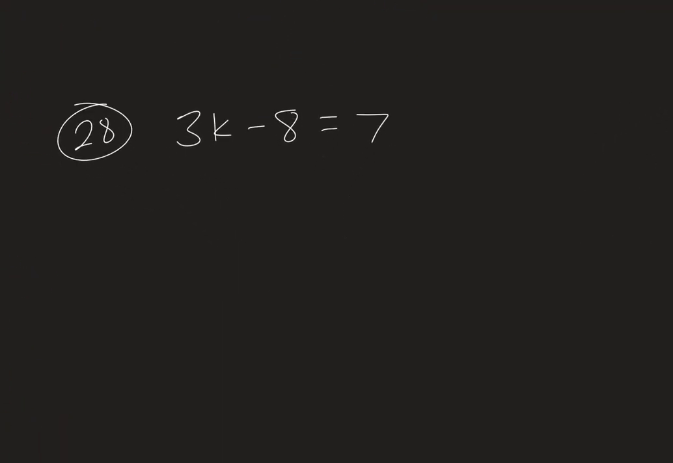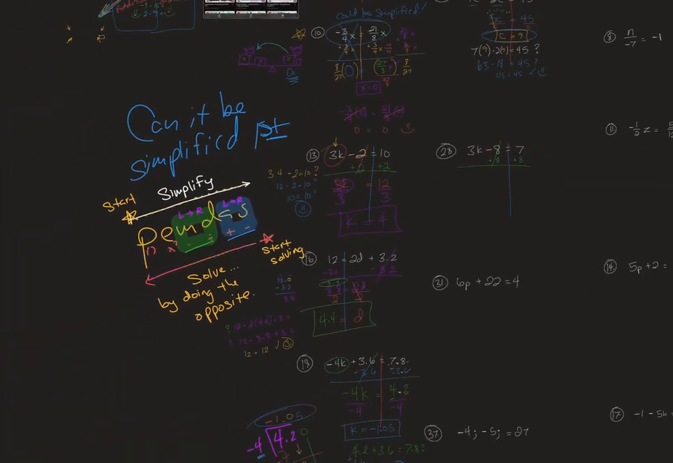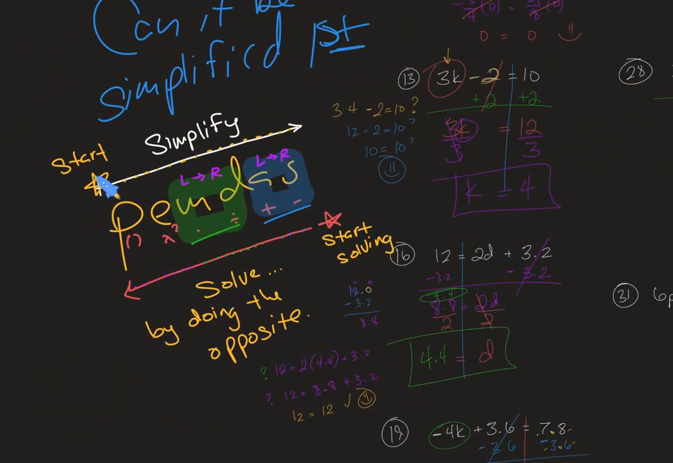Next is 28. Another one that I think is a little on the simple side because we have 3k minus 8 on the left. Can't be simplified. 7 on the right, that is simplified. It's just a number. So we recognize that k is being multiplied. It's also being subtracted. So we are going to add 8 to both sides. Why do we do that? Just as we said yesterday, when we're done simplifying, we are now ready to start solving. And you should usually start with the adding and subtracting, right?